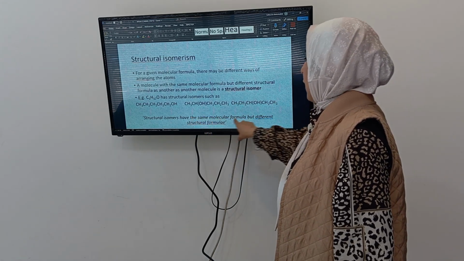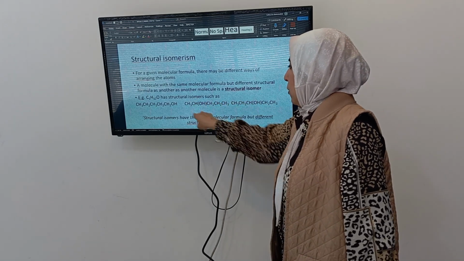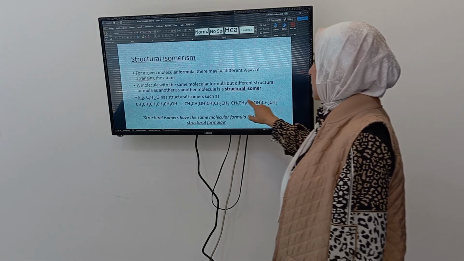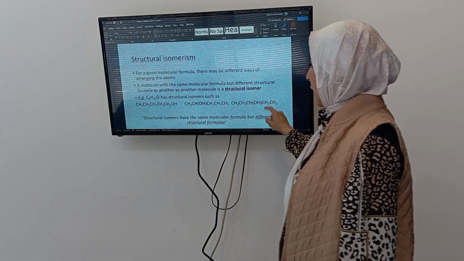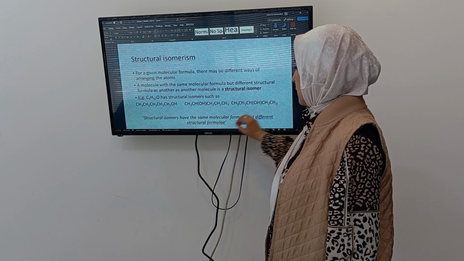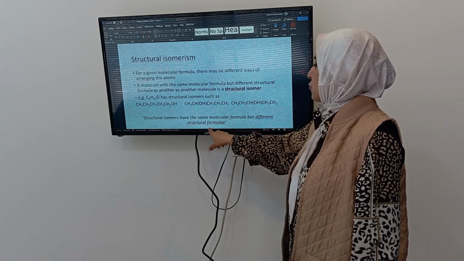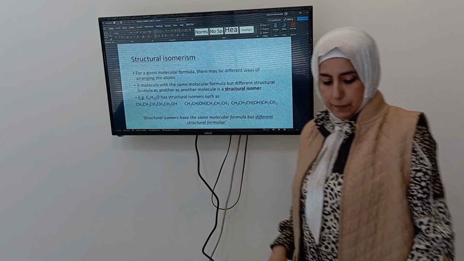Structural isomers have the same molecular weight. Look at all these compounds. They consist of the same molecular formula, but different structural formulas. What does that mean?